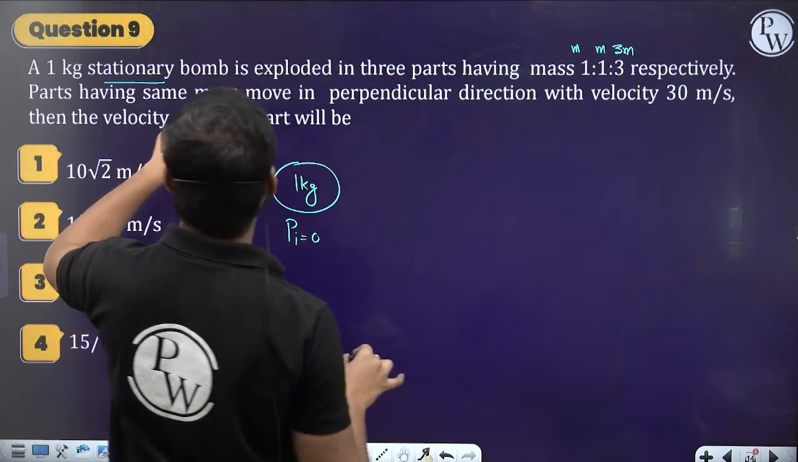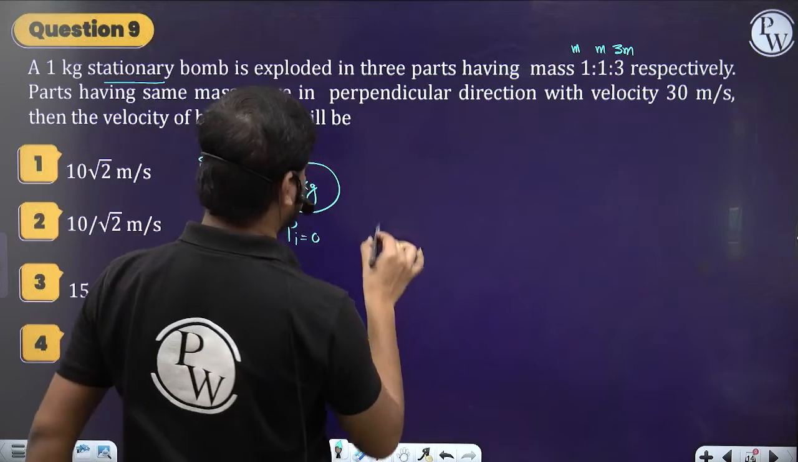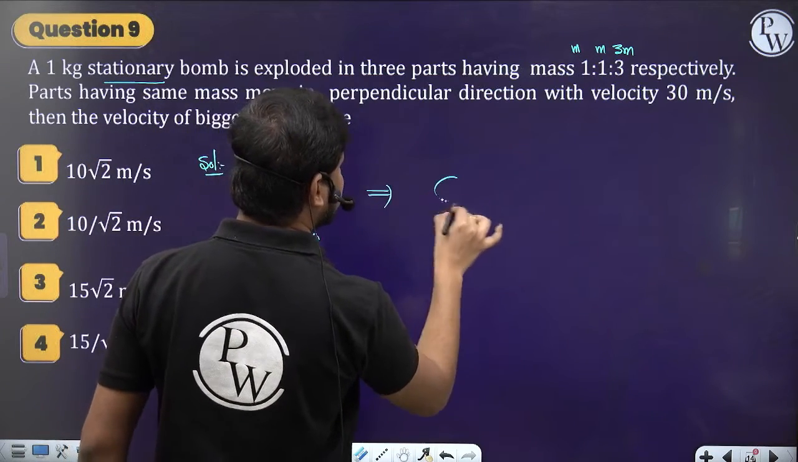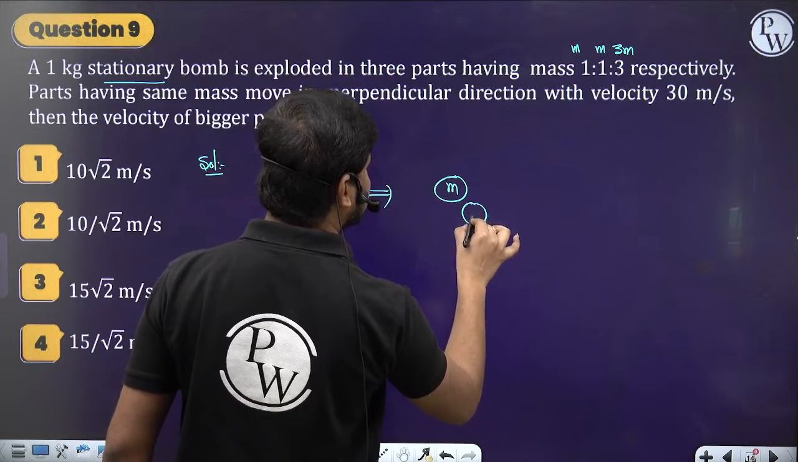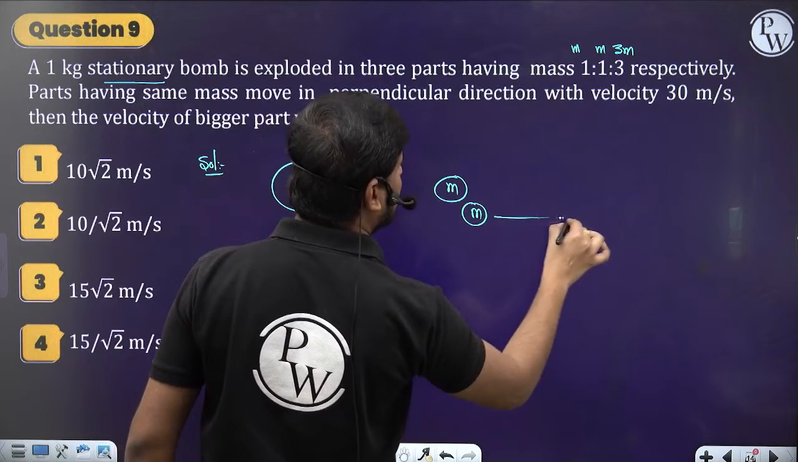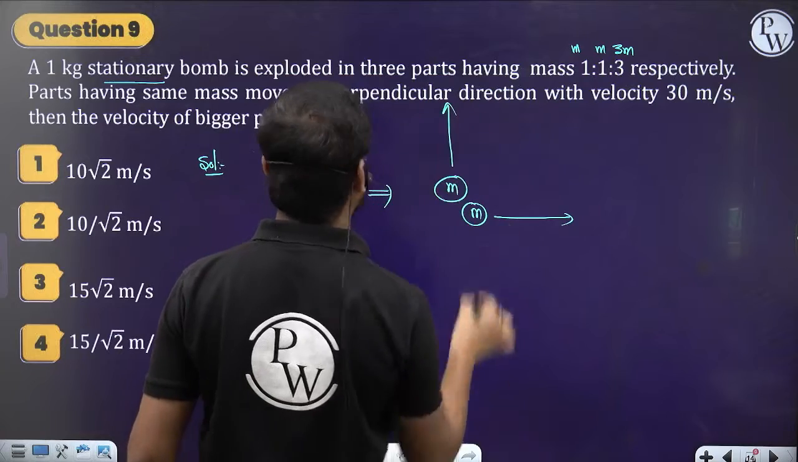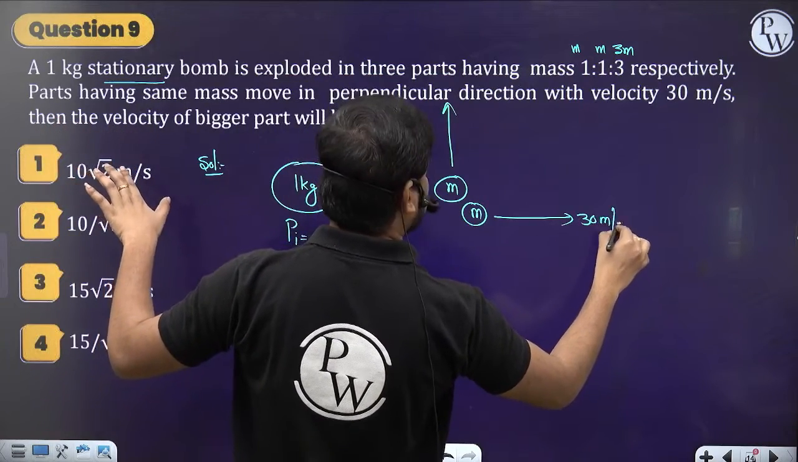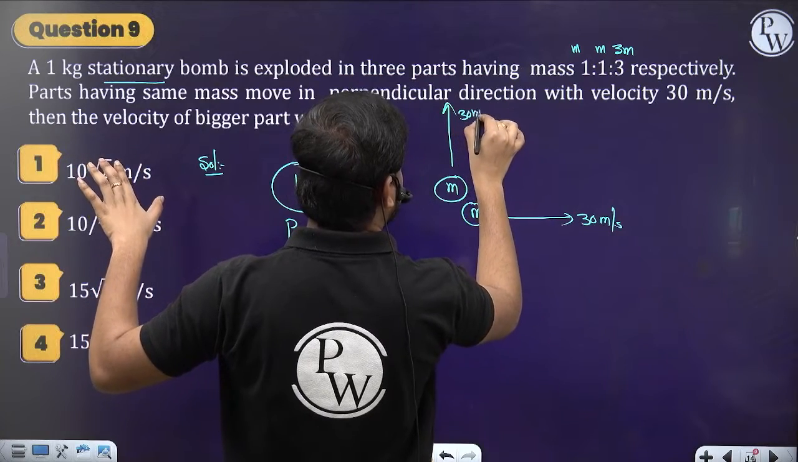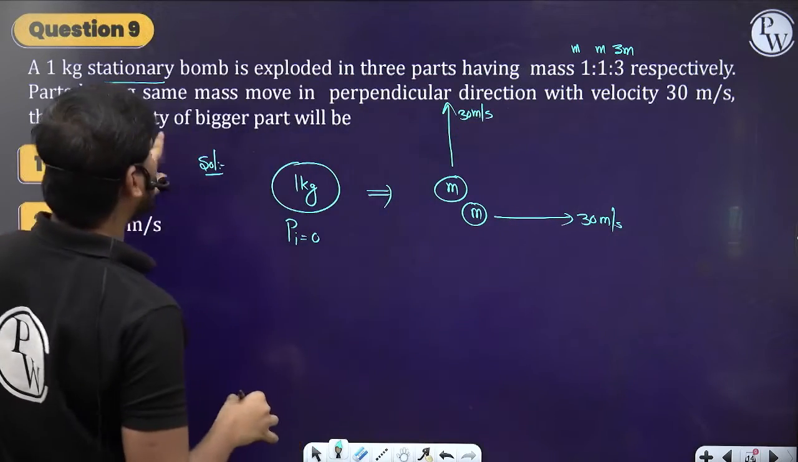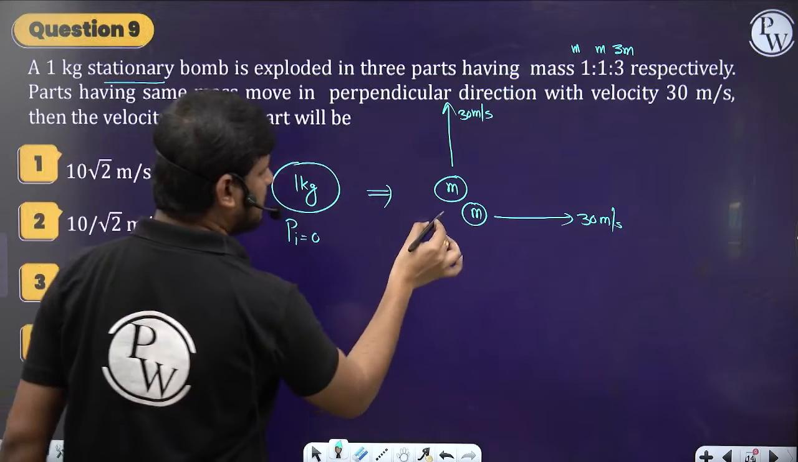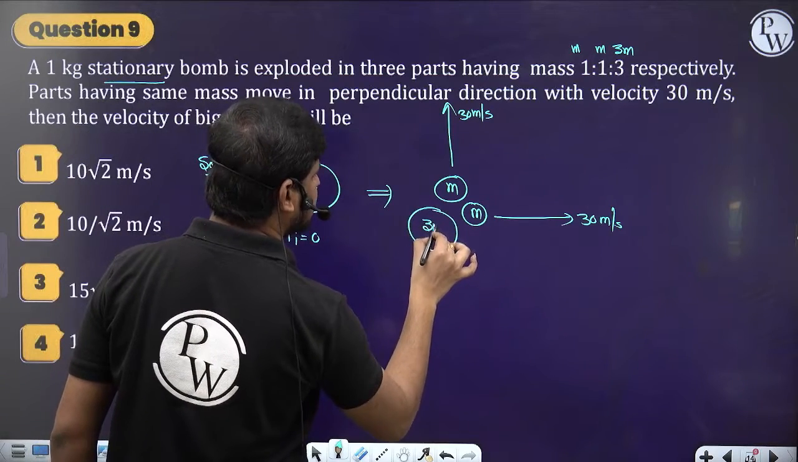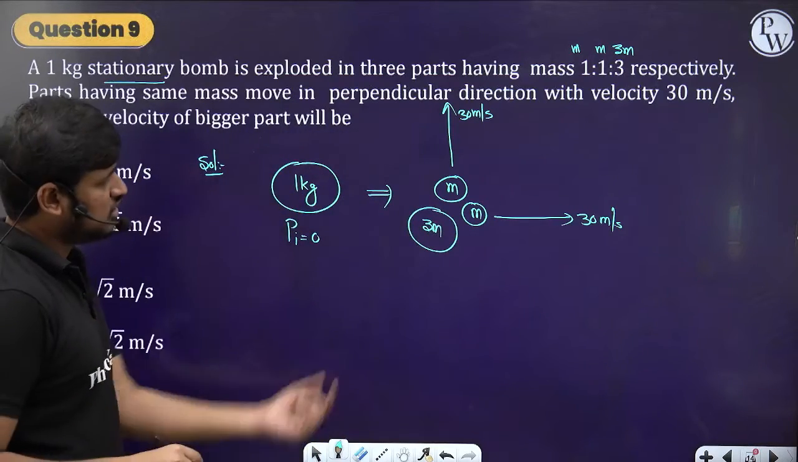Parts having the same mass move in perpendicular directions. See here, 2 parts have the same mass, so this is of mass m and this is of mass m, and they move in perpendicular directions like this, with a velocity of 30 meter per second each. This is 30 meter per second and this is 30 meter per second. Then the velocity of the bigger part, which is of mass 3m, we need to find.